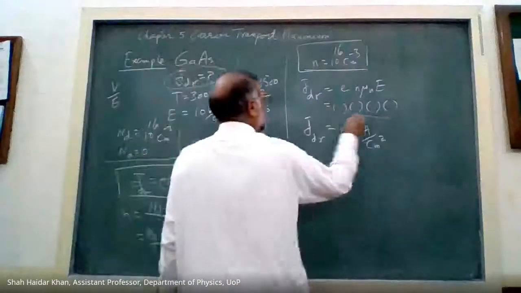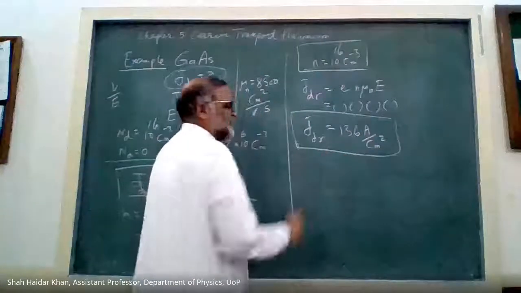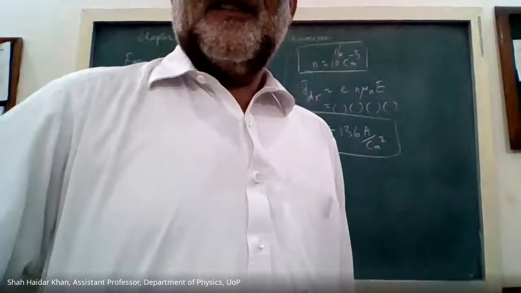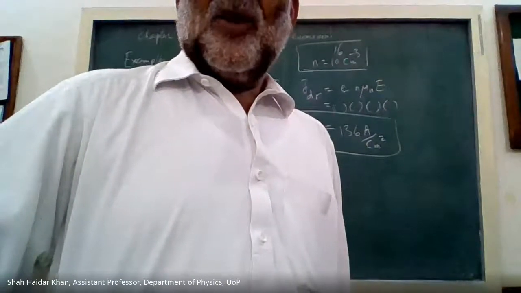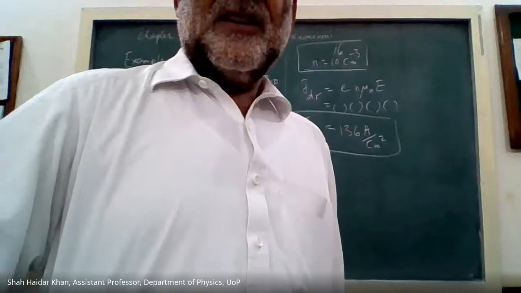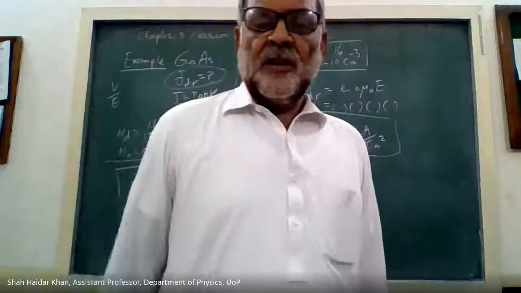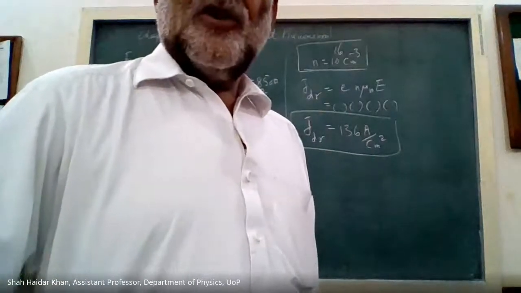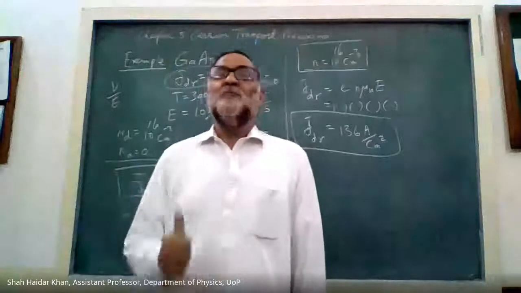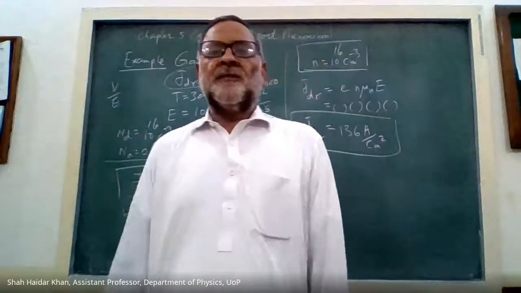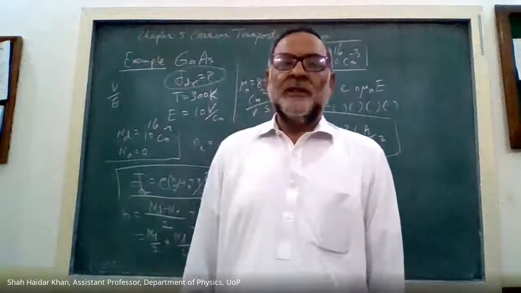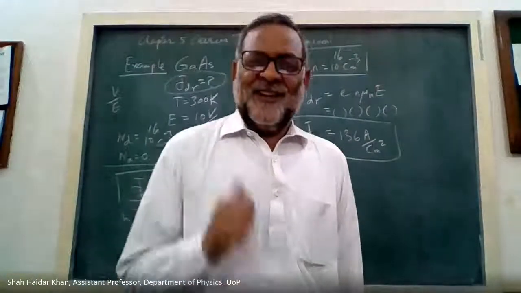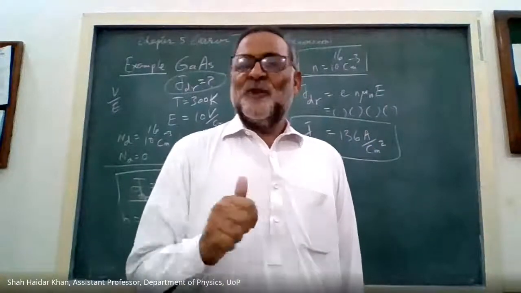So the drift current is very, very high. This is a very high current, right? Very, very high current because of the applied electric field when semiconductors are doped, right? A very high current. So it means semiconductors become very, very good conductors when they are doped with impurities. Right? So impurities are good for semiconductors. It means that impurities are good for semiconductor.